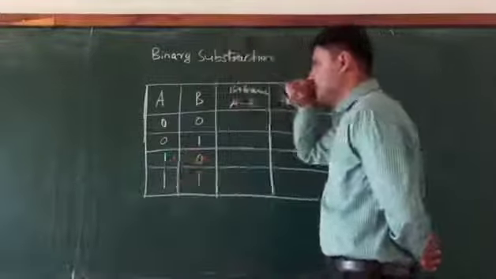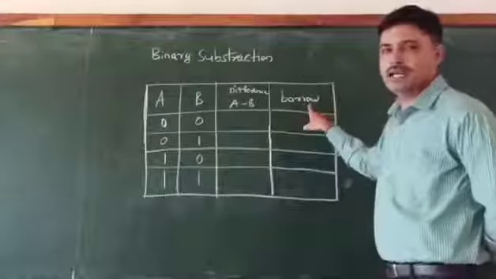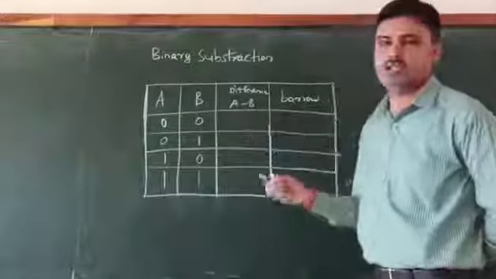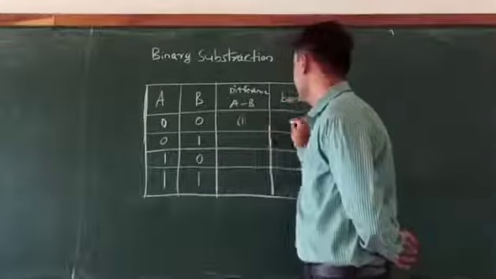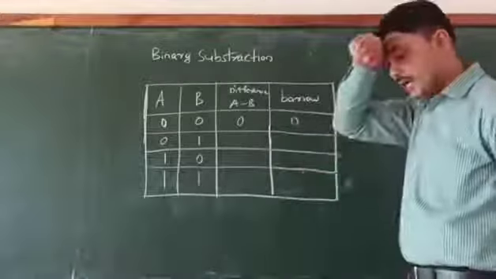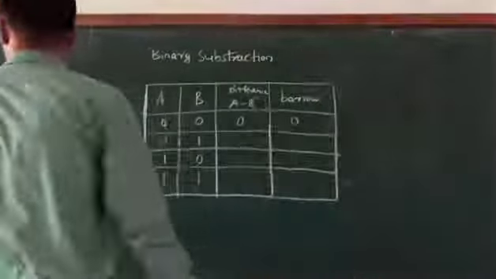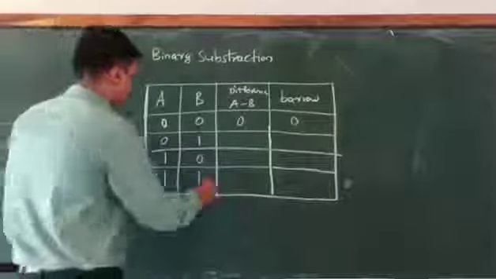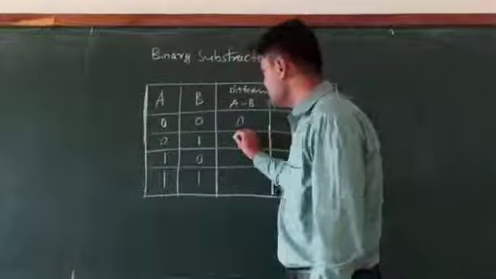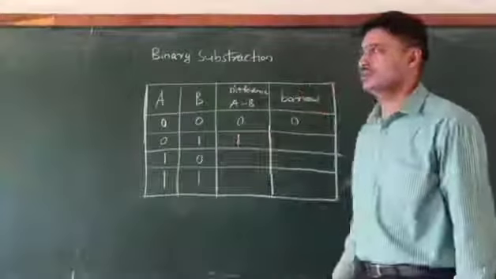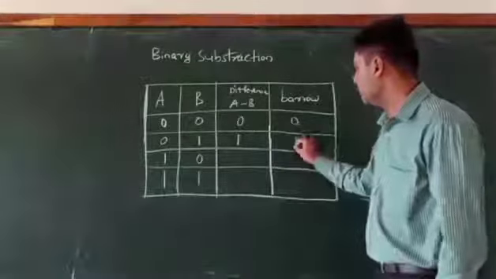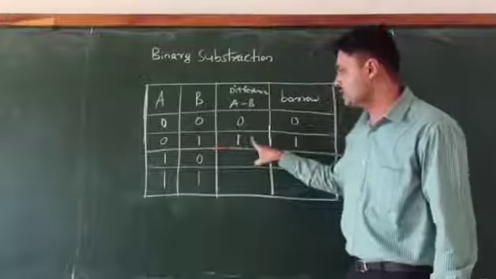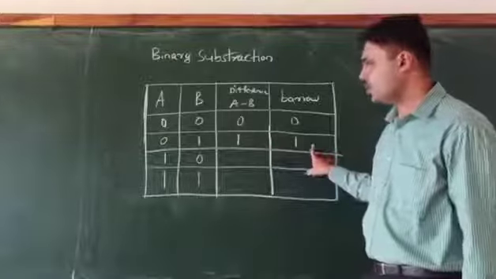What are the subtraction rules here? Here, carry is not there, borrow is there. 0 minus 0 is 0, borrow also 0. Then what is the answer for 0 minus 1? 0 minus 1 means the answer is 1, borrow also 1. Remember, 0 minus 1, the difference is 1, borrow also 1 here.